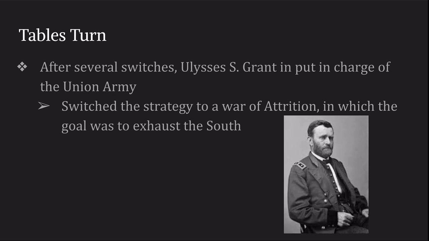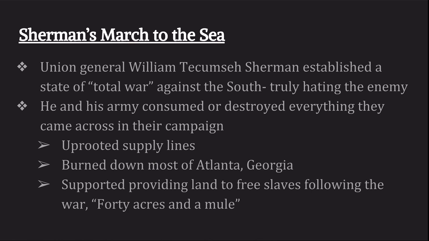So yeah, tables turn. After a bunch of switches, Ulysses S. Grant is finally put in charge of the Union Army. He switches the strategy to a war of attrition, just wearing down the South, exhausting them of all their resources and of their military. And then Sherman, William Tecumseh Sherman, was a Union general.